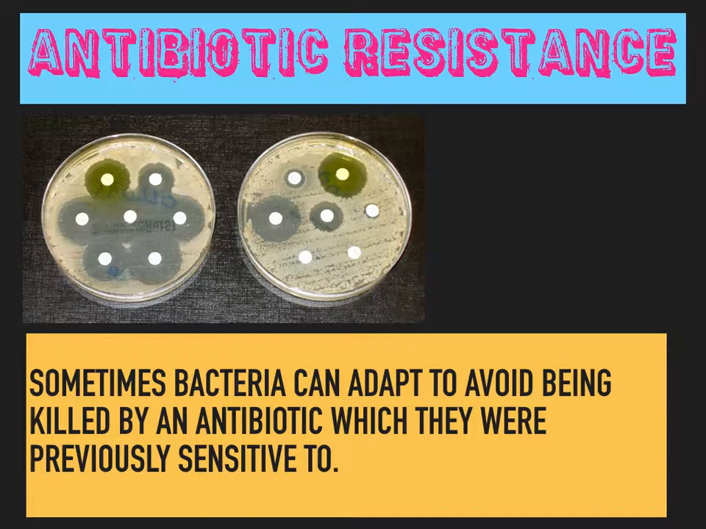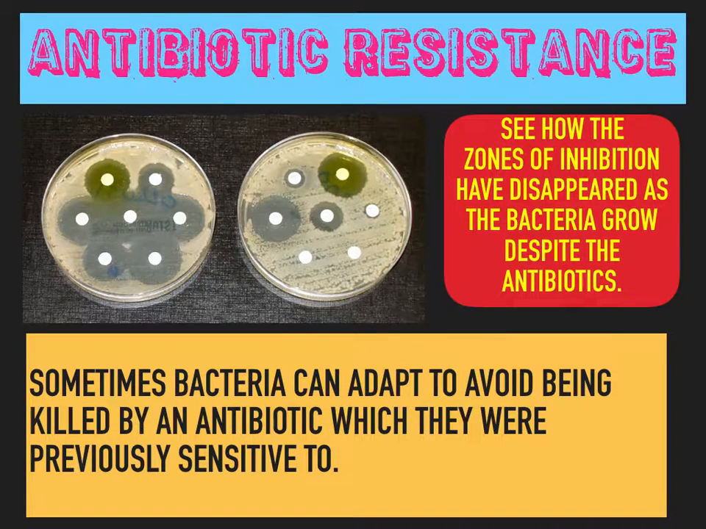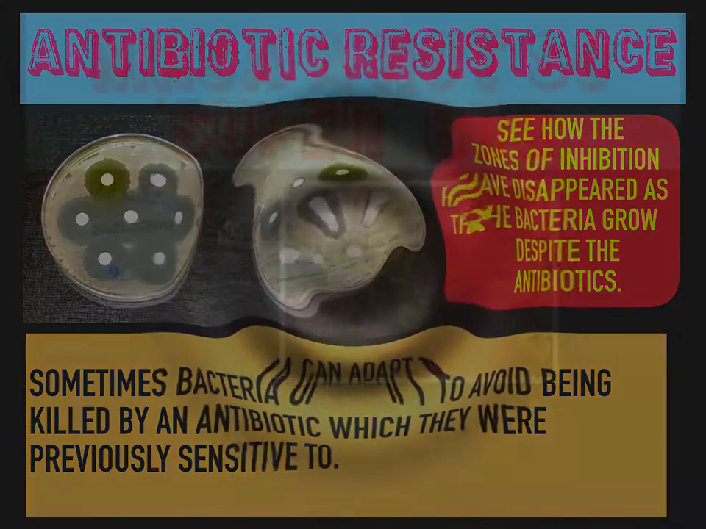What can sometimes happen is bacteria can adapt, which means they're not able to be killed by the antibiotic, or it can't inhibit their division. What you can see on the right hand plate is you've now got some resistant bacteria. Where they're growing right up to the edge of the antibiotic discs, so on those two there, it means that they're resistant.